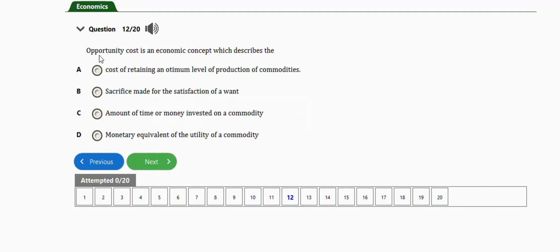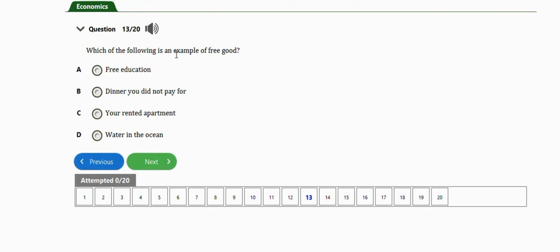It says opportunity cost is an economic concept which describes the real cost of retaining an optimum level of production of commodities, sacrifice made for the satisfaction of a want. Yeah, that's the answer, option B. Okay, next question is this one. It says which of the following is an example of a free good? Free education, dinner you did not pay for, your rented apartment, water in the ocean. The right answer is option D, water in the ocean.